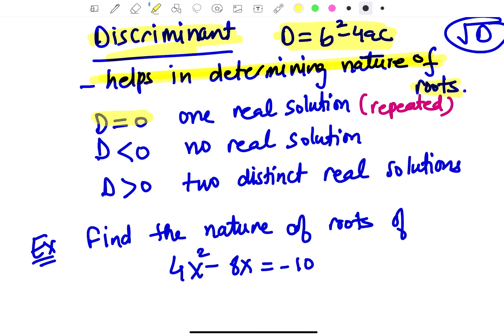If the discriminant D, b squared minus 4ac, is equal to 0, we have one real solution and it's going to be repeated. Because the degree is 2, a quadratic equation, we must have two solutions. They don't have to be two distinct solutions. It could be one solution repeated. If D is less than 0, we have no real solution. If D is greater than 0, then we have two distinct real solutions.